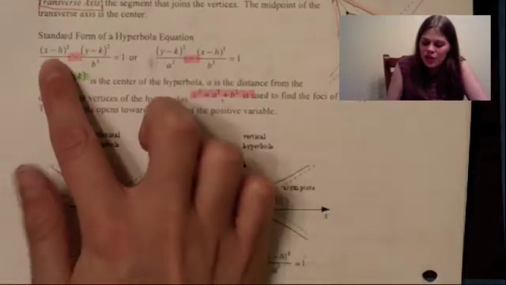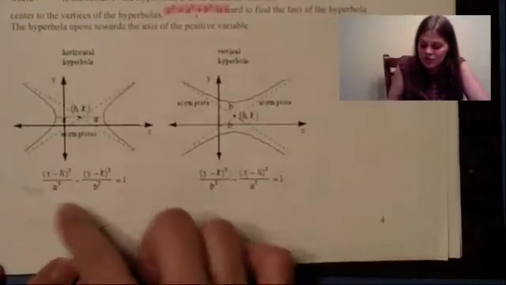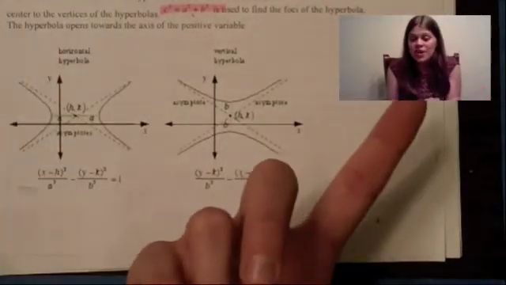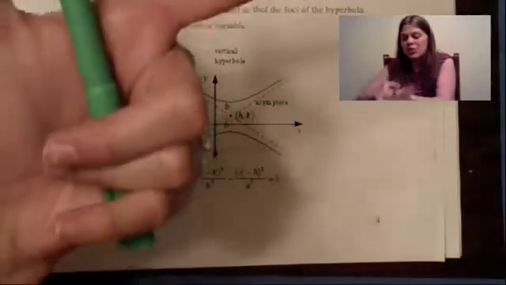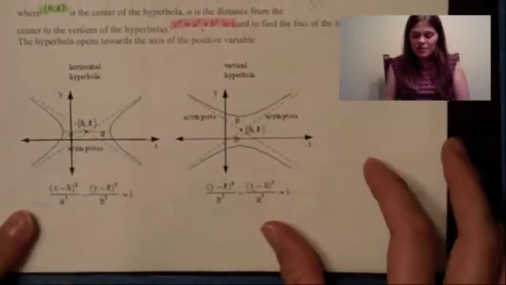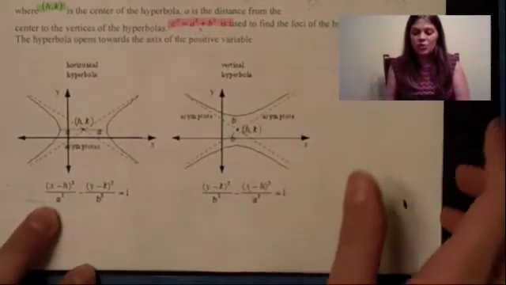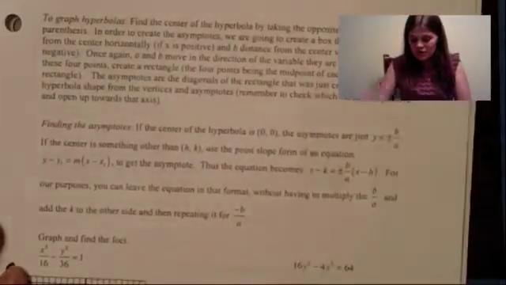Okay, so if your x is positive or if your x is first, that opens up towards the x-axis. If your y is positive, or if your y is first, it opens up towards the y-axis. So whichever one is positive is the axis that it opens up towards. Okay, so graphing is very much similar to what we did yesterday. You have this information here. Then it talks about how to find the asymptotes. I'll go over that when we're doing the actual problem.